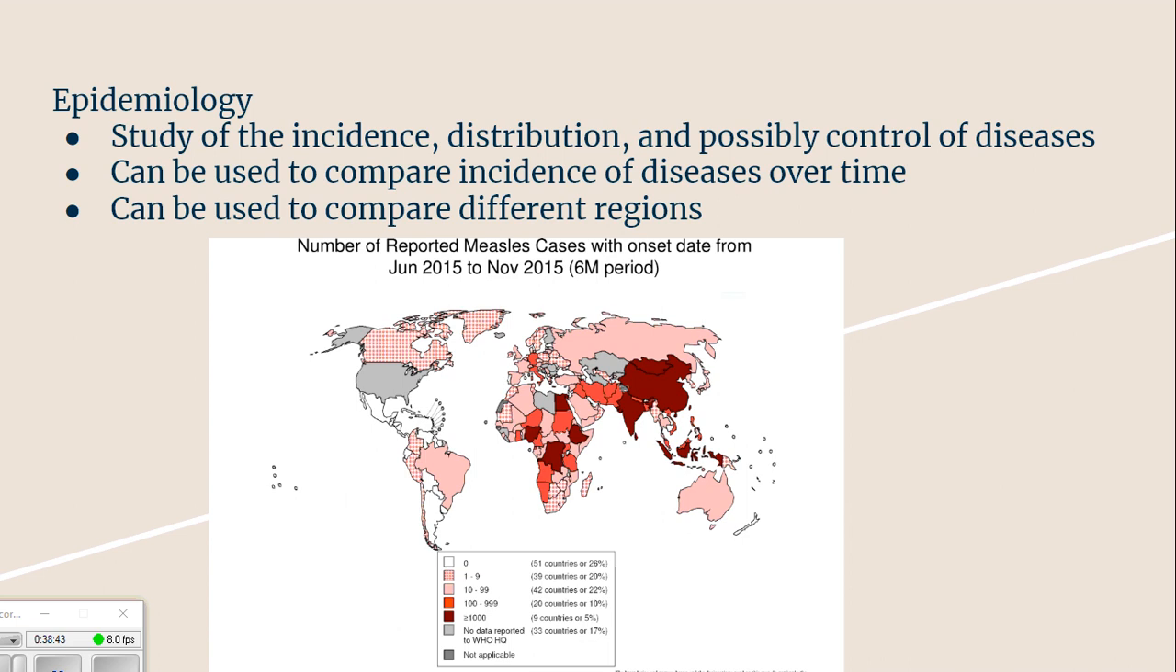So with this idea of epidemiology and tracking diseases, this leads into the idea of epidemiology. Epidemiology is the study of the incidence, distribution, and possibly control of various diseases. It can be used to compare incidence of diseases over time, and can be used to compare different regions. During this whole coronavirus outbreak, tracking the disease has been the job of epidemiologists, and modeling the various infections. Epidemiologists have done that as well.